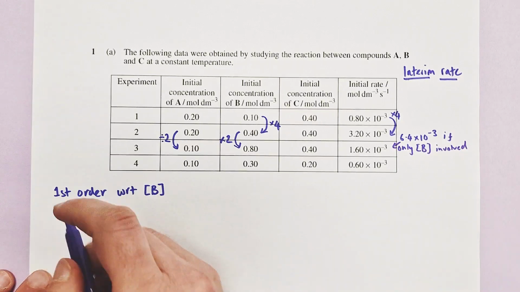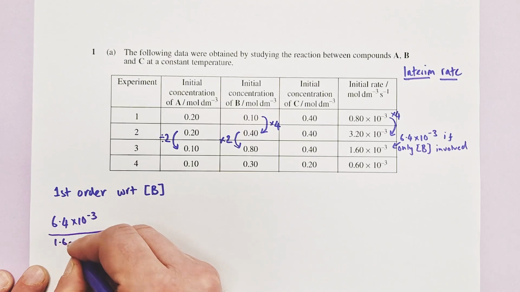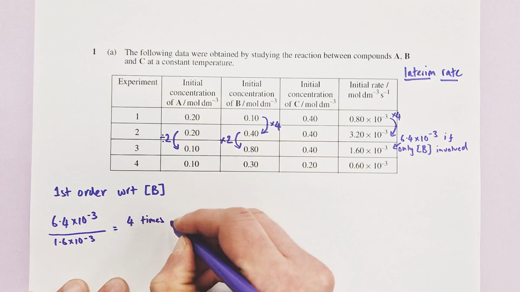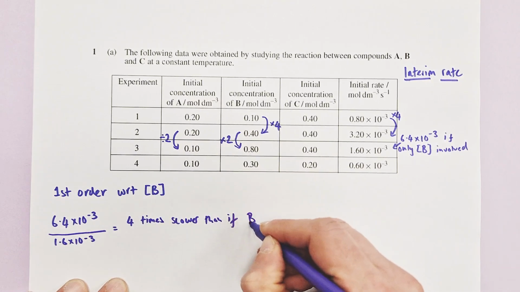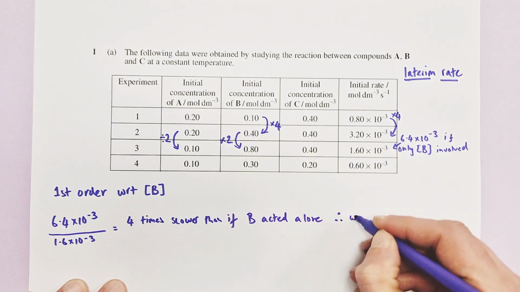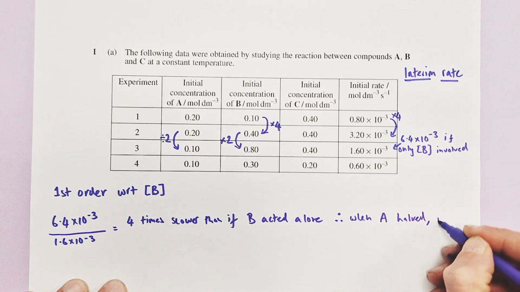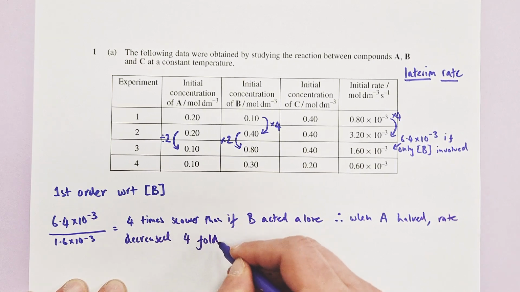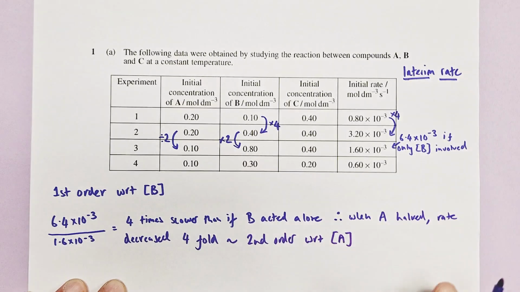But in reality, the rate has gone down to 1.6 times 10 to the minus 3. So what we do is we divide what the rate could have been if B acted alone, 6.4 times 10 to the minus 3, by what the rate actually is, and we find that it's 4 times slower than would have been expected if B had acted in isolation from our interim rate information. And we also know that during this time, the concentration of A was halved. Therefore, when A was halved, the rate of reaction decreased by a factor of 4. This means we can conclude that this is second order with respect to reactant A.